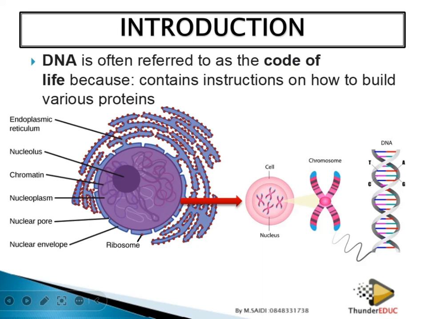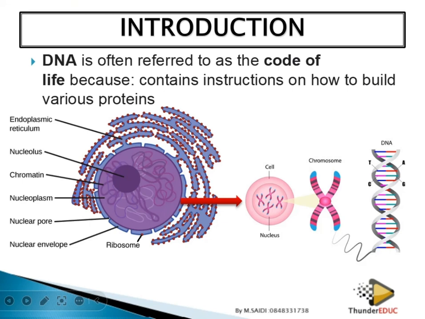Then we have this opening in the nucleus, which is called the nucleopore. Whatever enters and exits the nucleus goes through this opening called the nucleopore. Then we have the surrounding of the nucleus, which is called the nuclear envelope. Within this structure, we have these threads. These threads are called the chromatin network.